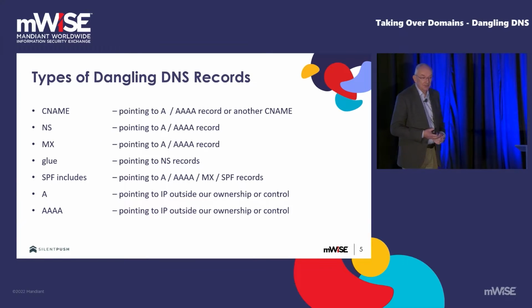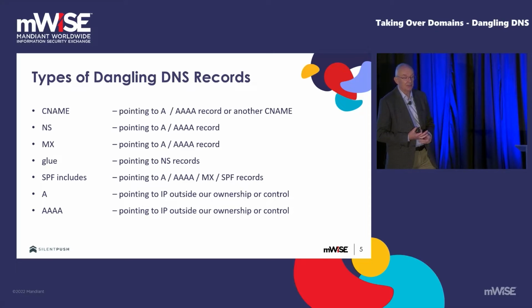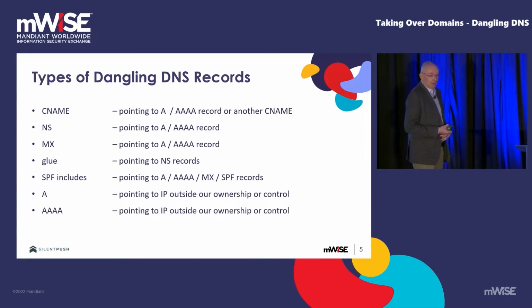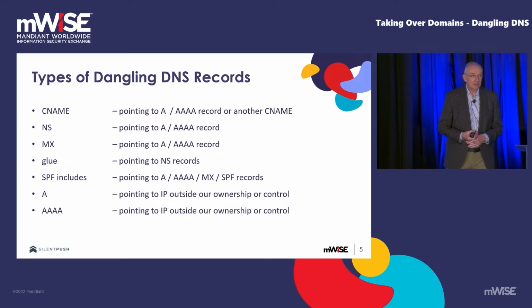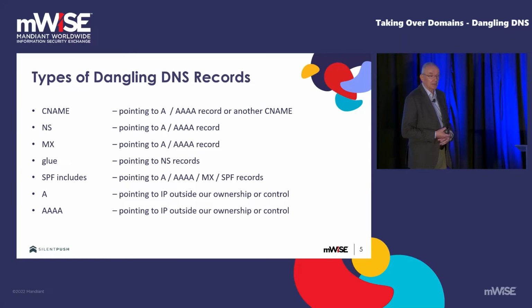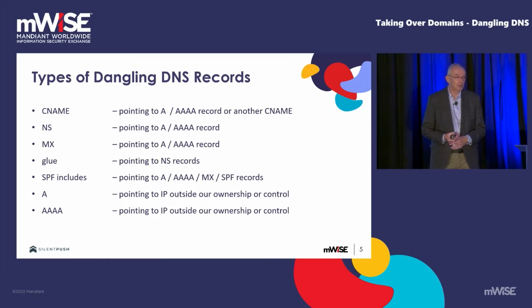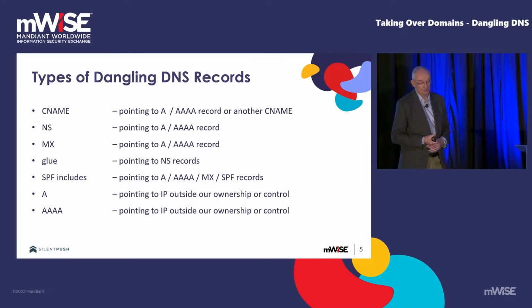Okay, so the different DNS record types that could end up dangling. CNAME is at the top of the list because that's the one that everybody thinks about when we talk about dangling DNS records, but it applies to many other types. So I picked the most common ones here. Name server records, MX records, and so on. That's fairly straightforward. They both point to A records or quad A records, depending on what the IP version is. The glue record is something slightly different.